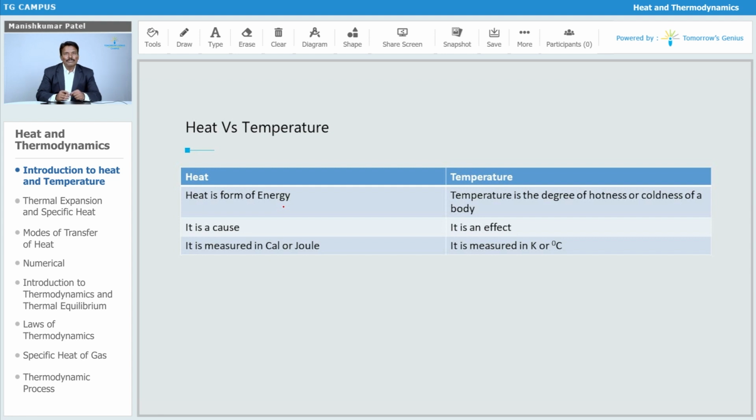Again, in terms of units, heat is measured in calorie or joule. Temperature is measured in degrees, that is Kelvin or Fahrenheit also. So this is how we distinguish temperature and heat.